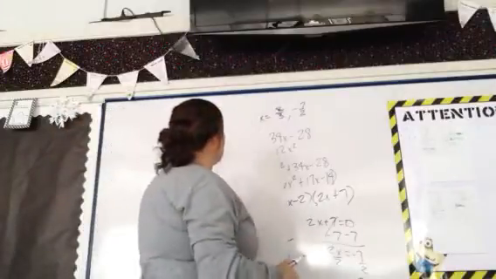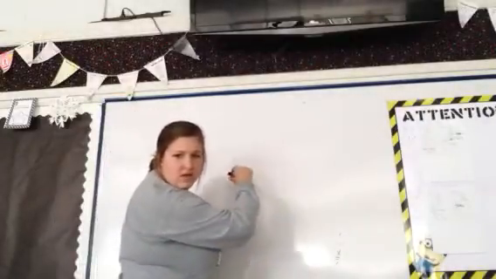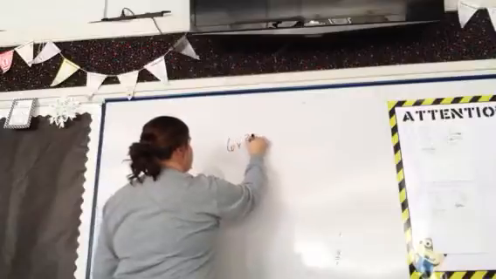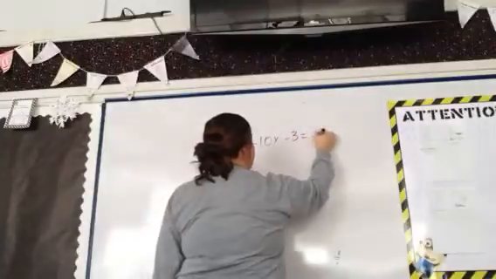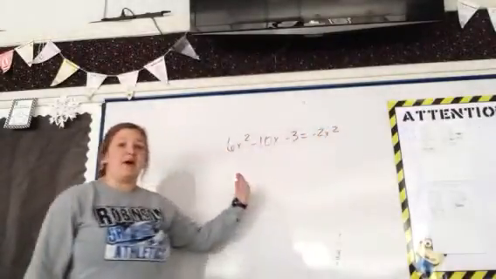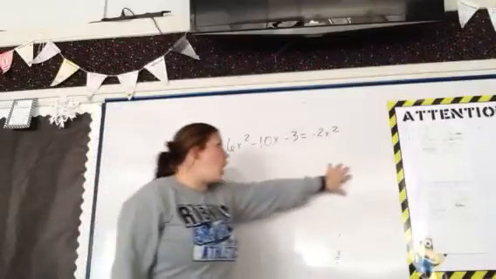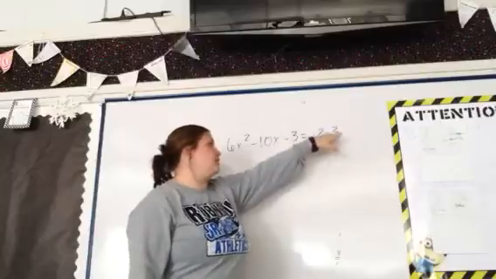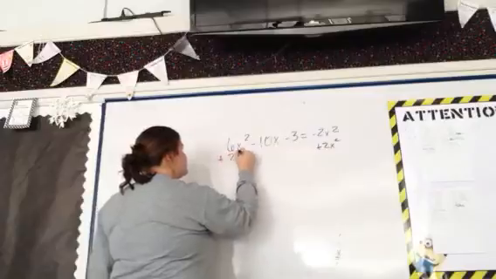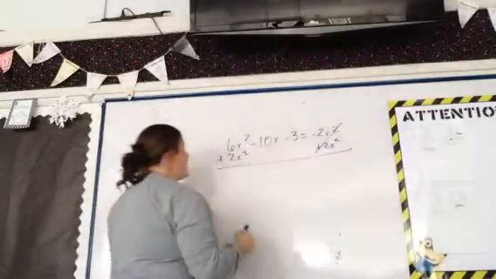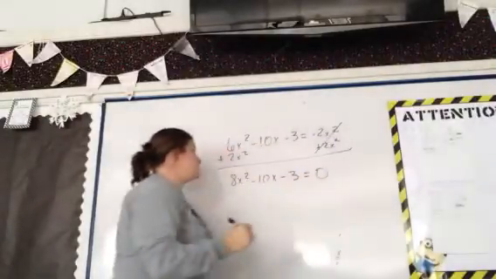We have 6x squared minus 10x minus 3 is equal to negative 2x squared. So notice this time I don't have 0 on either side. I need to get it that way. I can move all of this over there, or I can move this to this side. So I'm going to move this to this side. So plus 2x squared gets rid of that. I'm left with 8x squared minus 10x minus 3 is equal to 0.